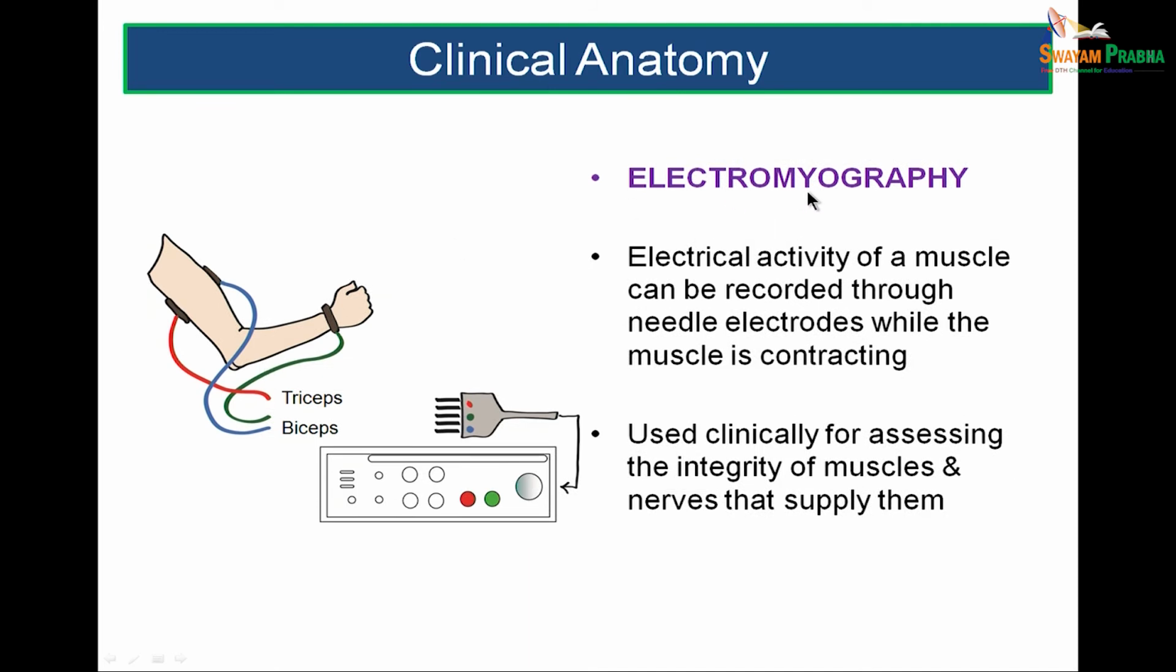Electromyography can be another method of testing muscle activity. Electrodes are placed on the respective muscles and another electrode for the movement produced. These are connected to a machine and this can be used clinically to assess integrity of muscles as well as the nerves that are supplying them.